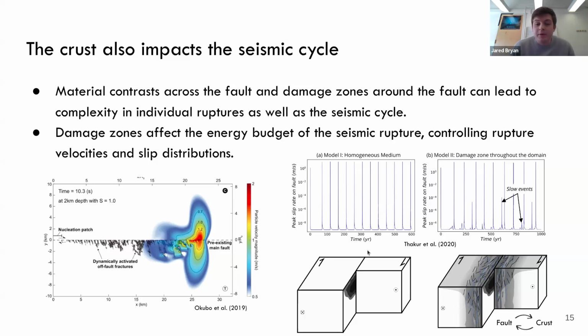And more broadly, beyond just a single rupture, these damage zones can also add complexity to the seismic cycle, where if we consider a homogeneous medium here, we can observe these very characteristic periodic seismic cycles, where you have this kind of constant or characteristic slip rate. And then you add these damage zones, and it can change the timing between events and change the rupture velocity. And so, best to consider the seismic cycle as resulting from this interaction between processes that happen on the fault and processes that happen in the bulk.